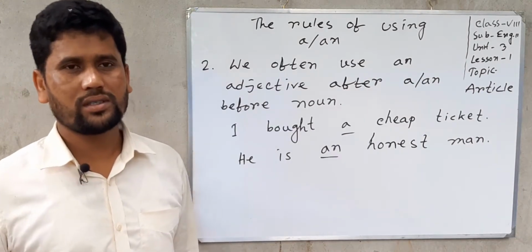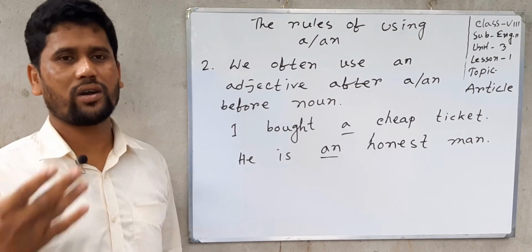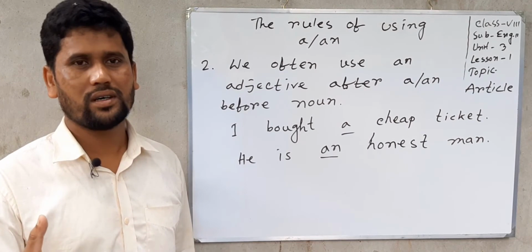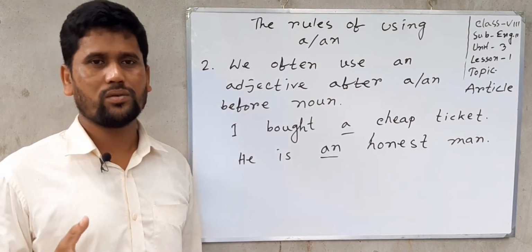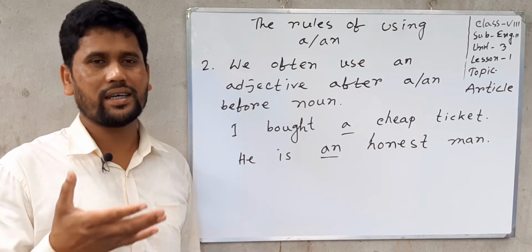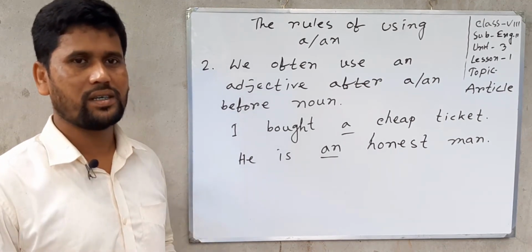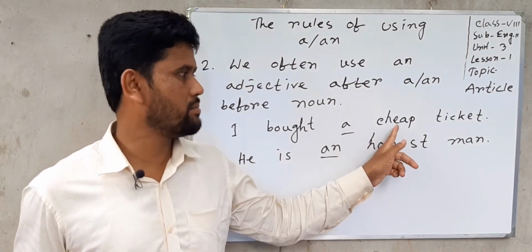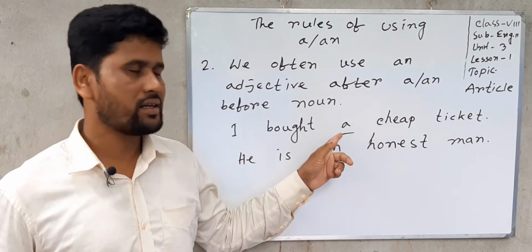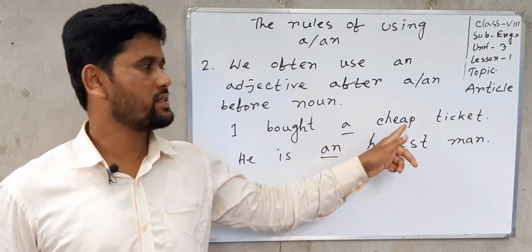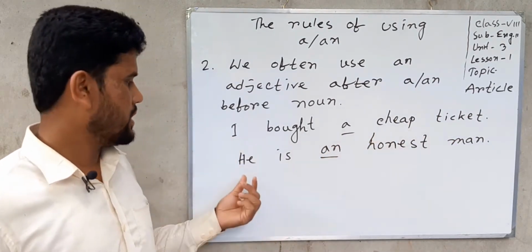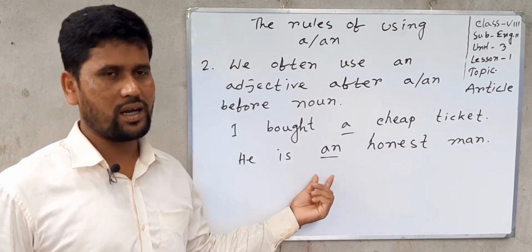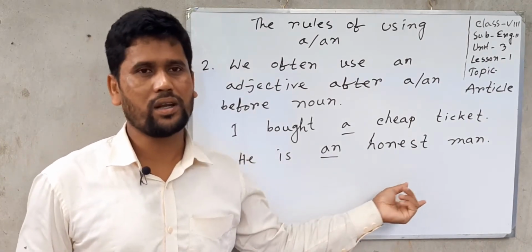We often use an adjective after a or an before noun. When we find any noun after adjective, then we can use article a or an before the adjective. Here you can see the example. I bought a cheap ticket. Cheap here is an adjective, but ticket is a noun. Here I use article before adjective as there is a noun after the adjective. And also he is an honest man. Here honest is adjective. I use article before honest as there is a noun after adjective.